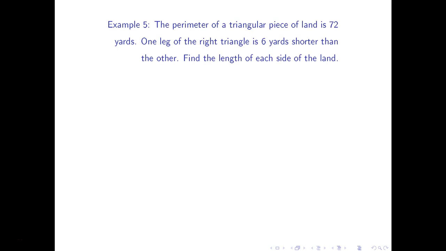The perimeter is 72 yards. Well, let's start drawing a picture. So here is my triangle, sides A, B, and C. So my legs, if I say that this side is x, B has to be x minus 6 because it's 6 yards shorter. I just arbitrarily chose which one was which. So if A is x, then this is x minus 6. Well, if I know this and this, the question is, well, what's C?